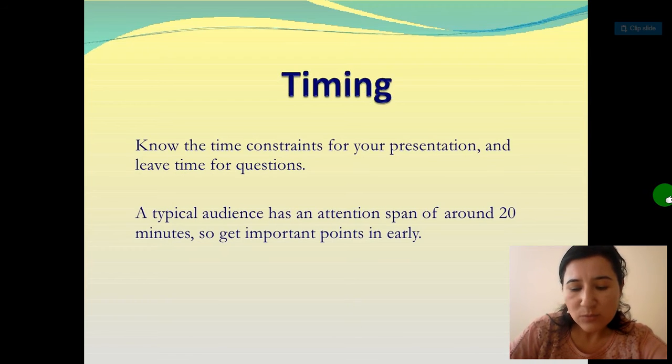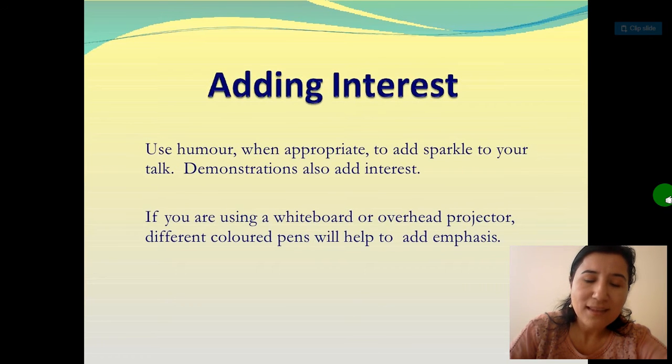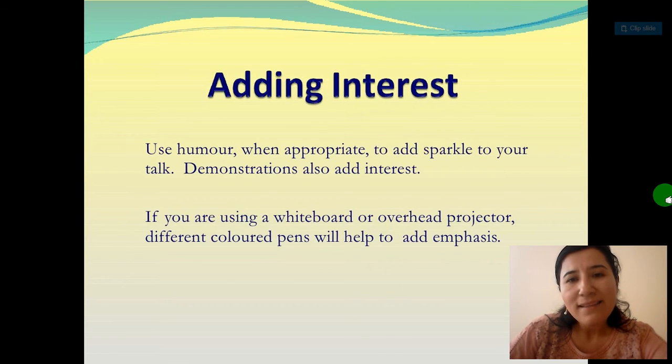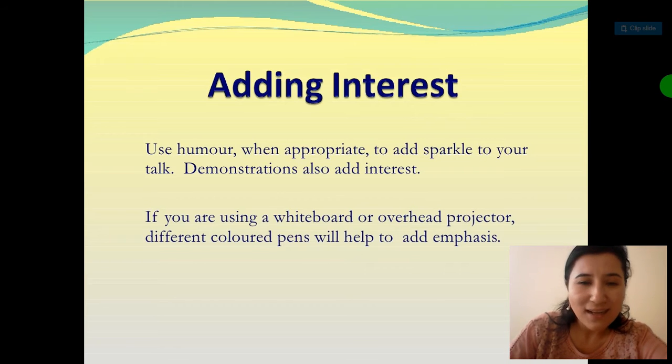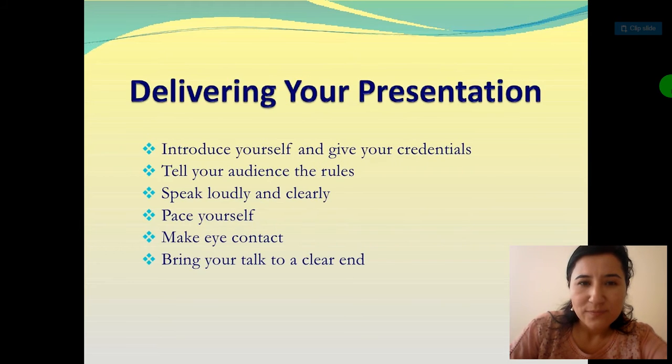Timing. Time management is a very important factor. Know the time constraints for your presentation and leave time for questions. A typical audience has an attention span of around 20 minutes, so get important points in early. Don't drag your presentation. Adding interest: use humor when appropriate to add sparkle to your talk. Demonstrations also add interest. If you're using a whiteboard or overhead projector, different colored pens will help to add emphasis. You can crack a joke during the presentation.